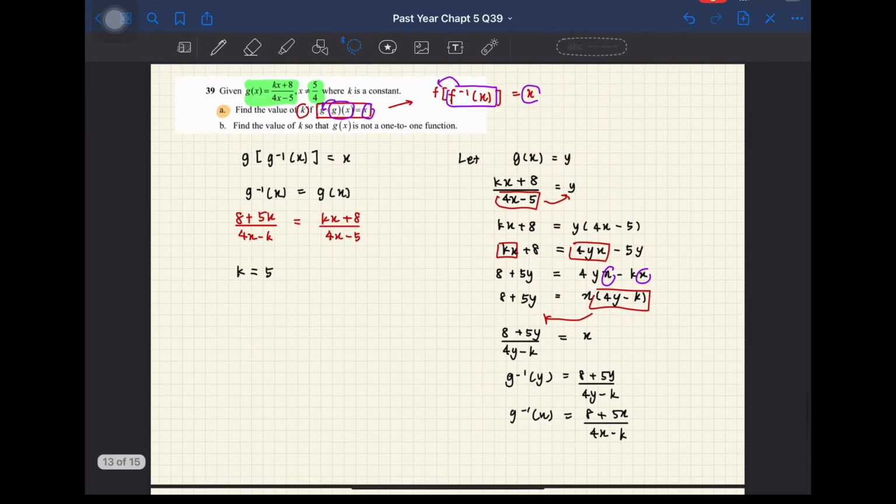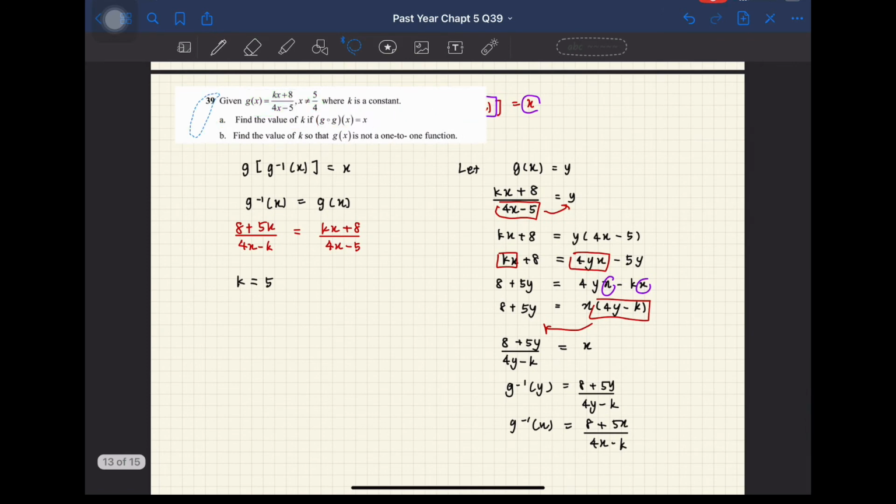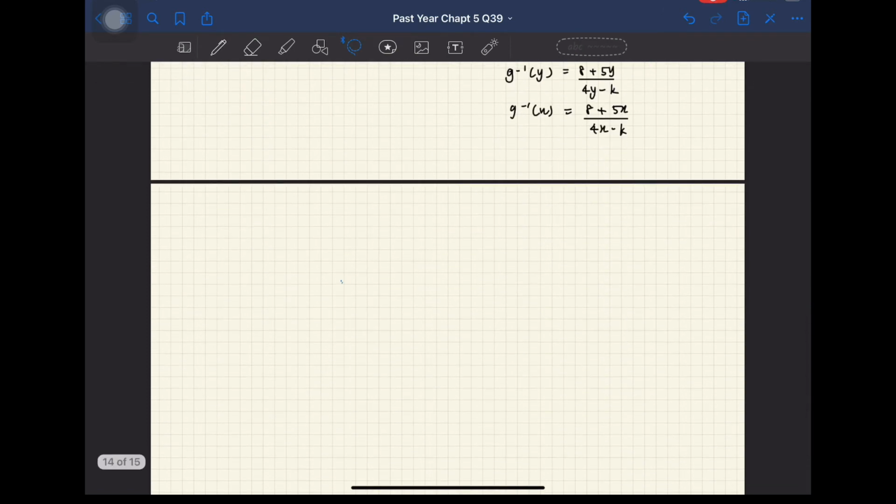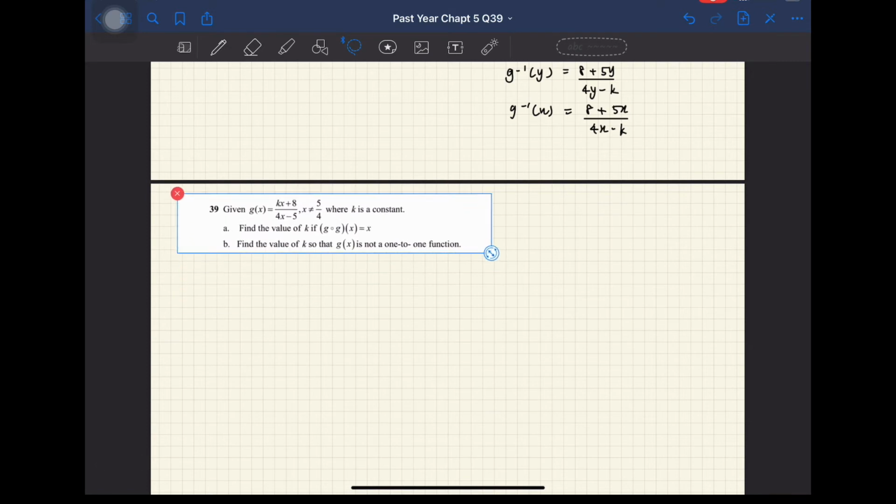Oops, saya lupa nak copy soalan. So this one, copy, paste. Okay, so let's move to the second part.